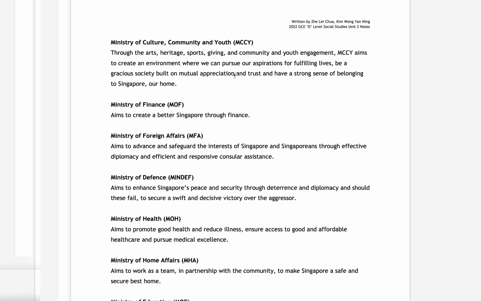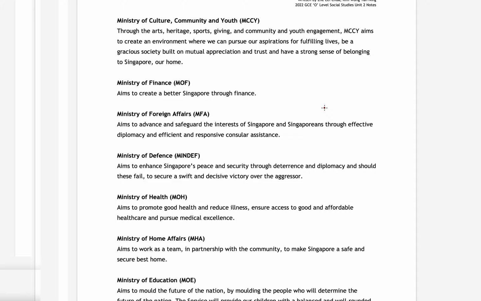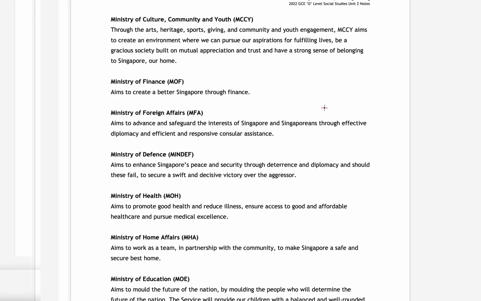Next, the Ministry of Culture, Community and Youth, MCCY. These are the people in charge of the heritage part of Singapore and also sports and innovation. MOF, the Ministry of Finance, obviously in charge of financial issues in Singapore. The Ministry of Foreign Affairs, we'll talk about MFA in the next unit. These are the people in charge of managing foreign relations with countries.